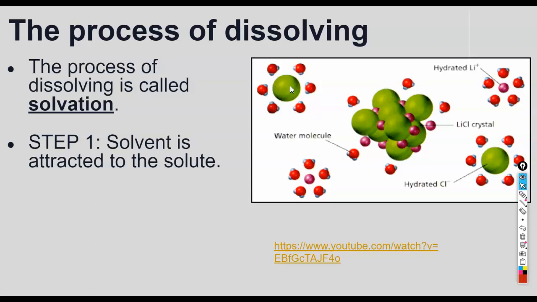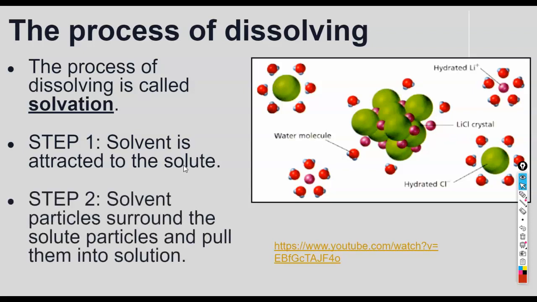And so in the picture here, you can see the solvent molecules are attracted to the solute. You can see the water molecules kind of group up around the solute, which in this case is salt. It's lithium chloride. And then these solvent particles surround the solute particles and basically pull them apart into a solution. So in the picture, you start off with this lithium chloride, which is the solute. The water molecules, the solvent molecules, surround those atoms, and then they basically pull them apart.